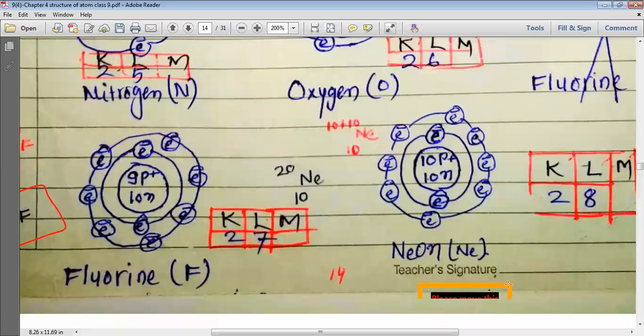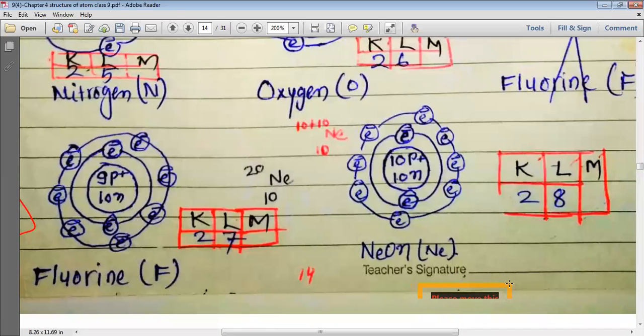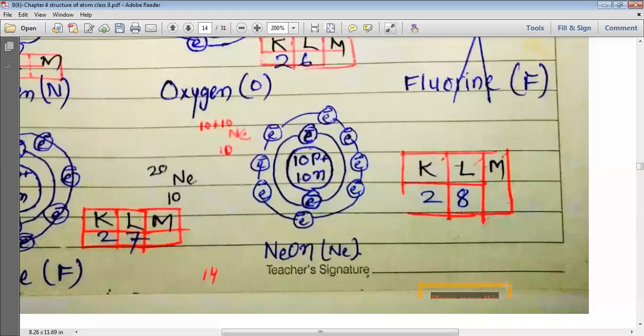Now, my dear students, we want to study a new element, and the name of this new element is neon, which is the 10th element. In neon, we have 10 protons and 10 neutrons. And of course, as we have 10 protons, 10 electrons revolve around the nucleus.